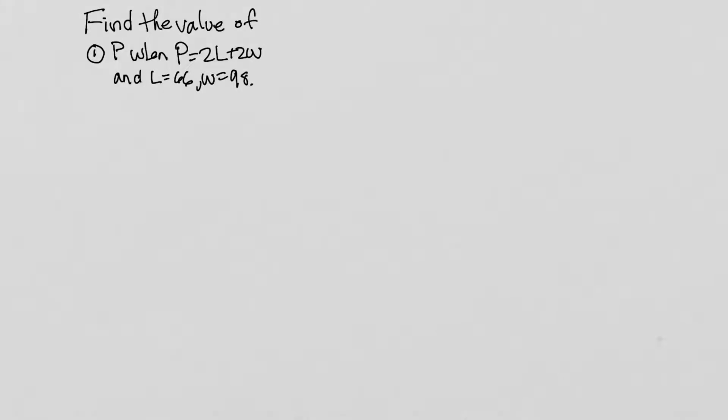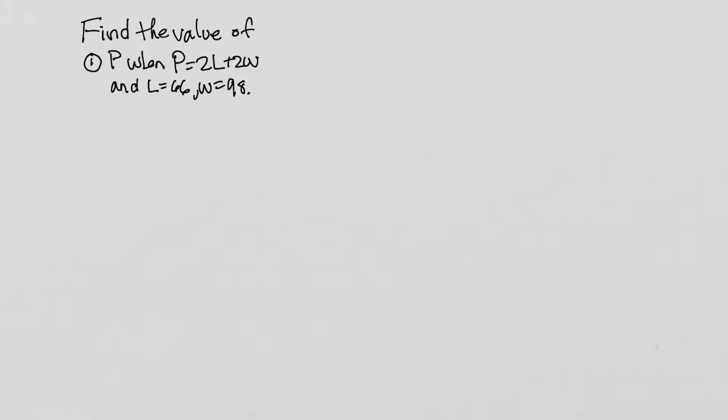What we're going to do here is use some formulas to evaluate different letters. So in number one, what we're asked to do is find the value of P when P is equal to 2 times L plus 2 times W. Now this turns out to be the perimeter, P for perimeter, of a rectangle with length L and width W.